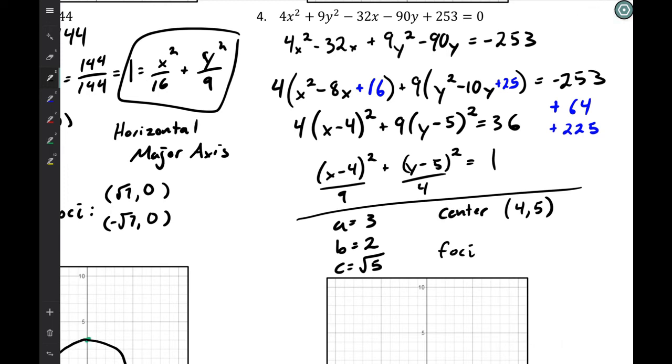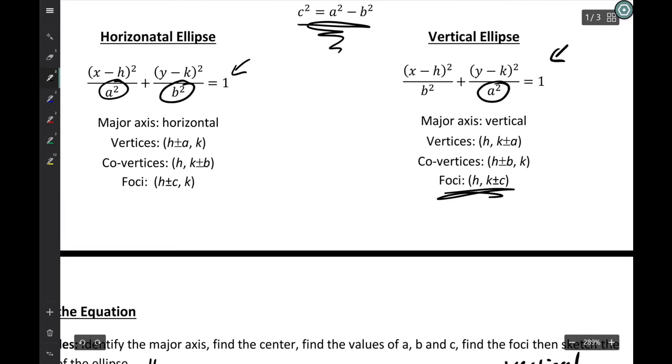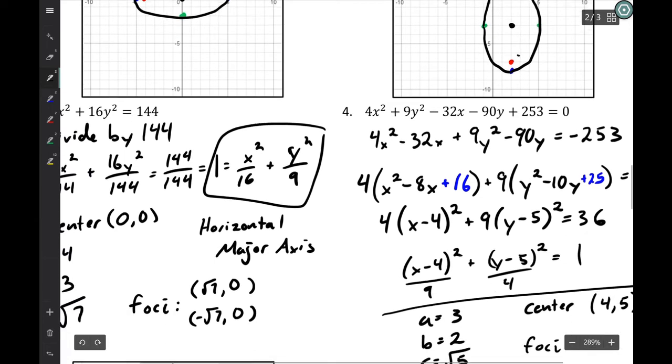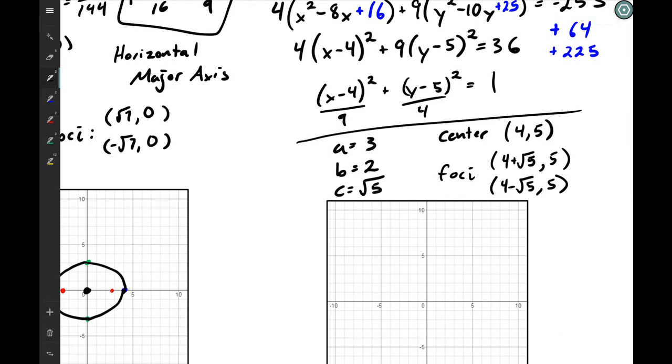So let's go back to our equations. This is clearly a horizontal ellipse because the 9 is under the x squared, and that's the bigger number. So let's go see what it says. All right, horizontal ellipse says to find your vertices, add a to h. To find your co-vertices, add b and subtract b from k. And to find your foci, add c to h. So to find my foci down here, I want to add c to h. So my foci are going to be 4 plus the square root of 5, 5, and 4 minus the square root of 5, 5. Okay, you can remember those equations, or you could go through and draw a picture.